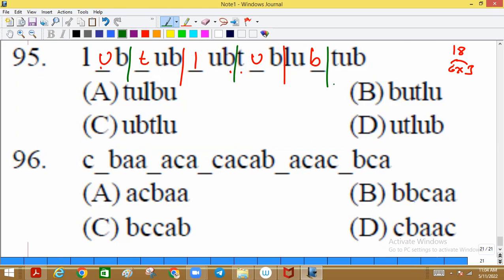Generally in the SSC, if they ask any familiar word, for example, the previous question was MAN man, MAN man, M gap, N gap, like this also. Or otherwise it may be POT pot, POT pot. In this case, it is LUB, TUB, LUB, TUB, LUB, TUB. These questions are generally easy. Okay. Again, 96.